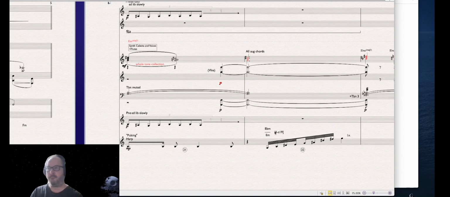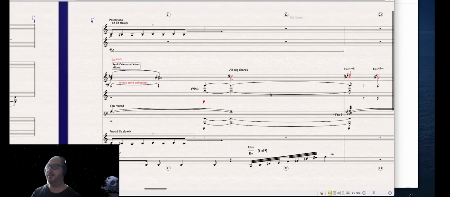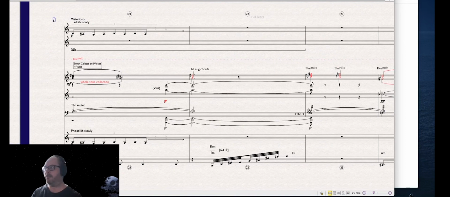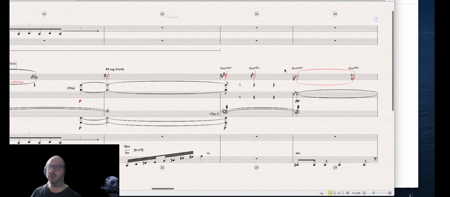Essentially, if you combine them all, they just make a nice invented scale. All of these augmented chords all the way through.